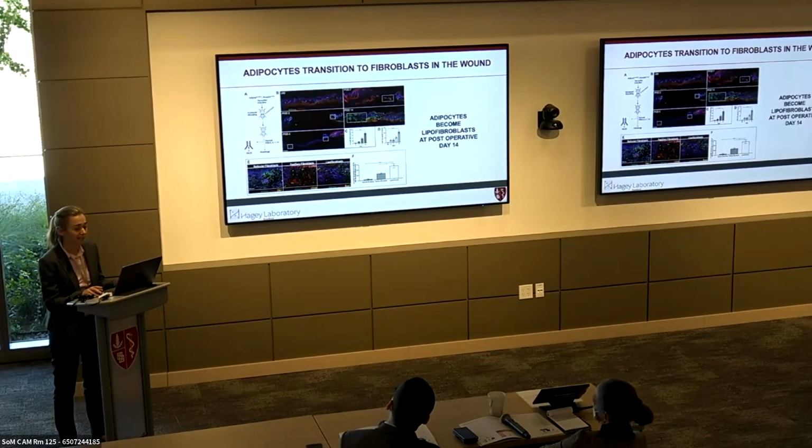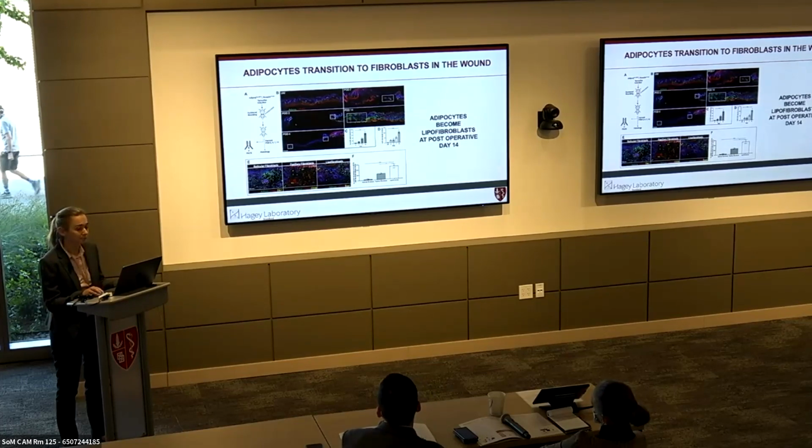But to rigorously test this, I had to develop a genetic lineage tracing model. In these mice, mature adipocytes and their derivatives, including adipocyte-derived fibroblasts, express GFP. So they're the green cells. And all the other cells, including the adipocyte non-derived, express RFP, and they're red. And we did see that 10% of those fibroblasts in the wound were derived from the adipocytes around day 14, both by immunohistochemistry and flow cytometry.